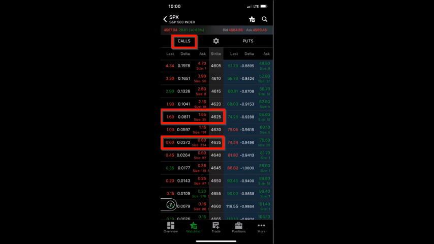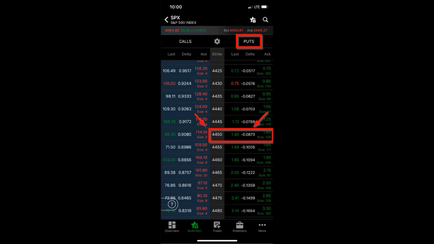And I'm going to do the same for the put side. I'll find the put strike price with 10 or less delta. The 10 or less delta will be represented as a negative number, so it'll be represented as negative 0.10 or less. So that put strike price is 4450.